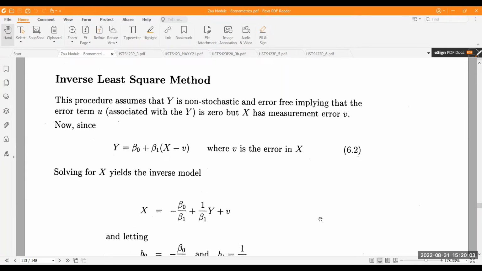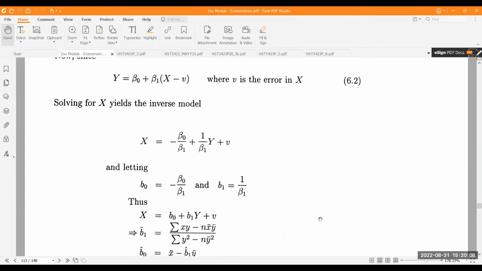Okay. So we have made X the subject of the formula there. Letting minus beta naught over beta 1 be B naught, then 1 over beta 1 be what? B1. So what is our model now? X equals B naught plus B1 Y plus our error term V, which is now the simple linear regression model. Are you following? So now we can find B1 and B0 using the usual formulas for finding those parameters. You still remember them.